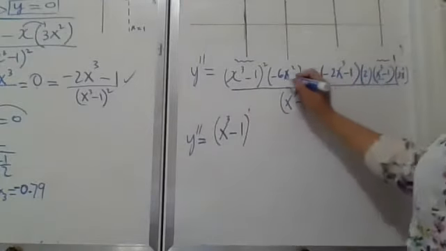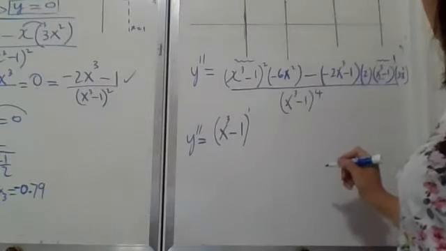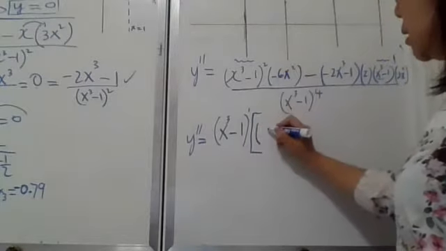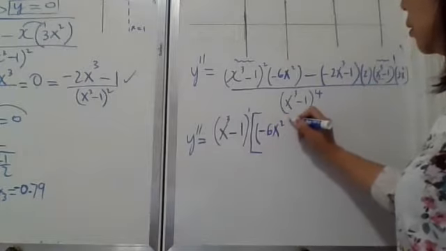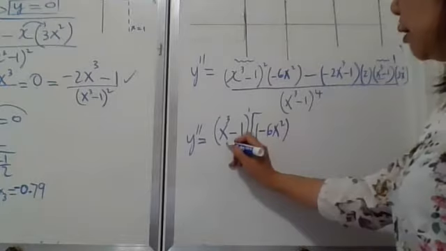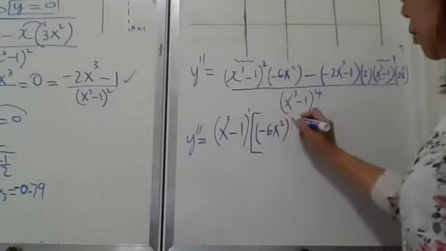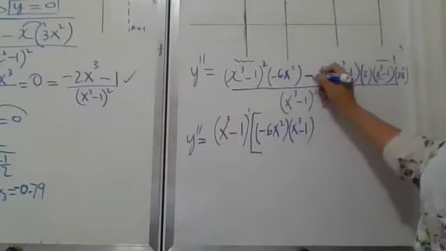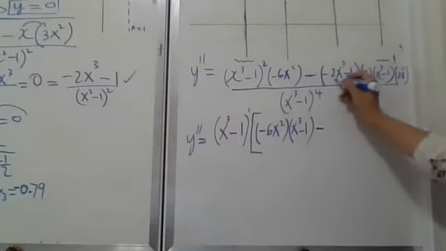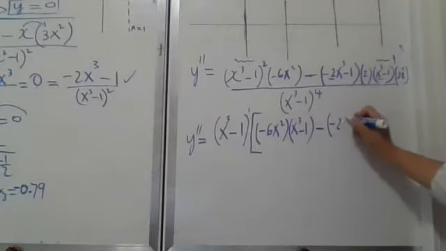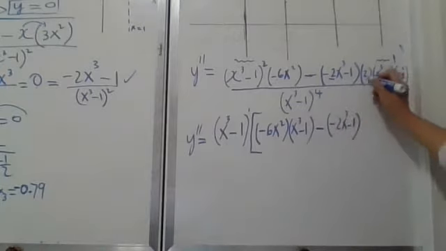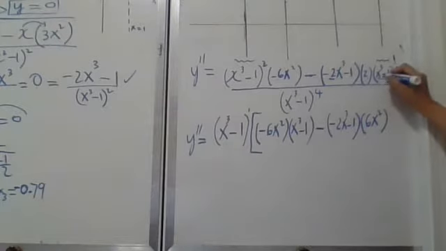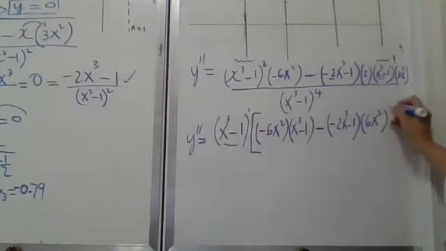We take this power, inside, we're going to times with minus 6x squared. And also times with one of this, because we have power two, we need one of these more. So x to the power three minus one, one more of them. Minus, put that aside. We have this one, so we're going to put it in, minus two x to the power three minus one, two times three is 6x squared. And this one, we already have it here, so we don't have to bother to put it in.